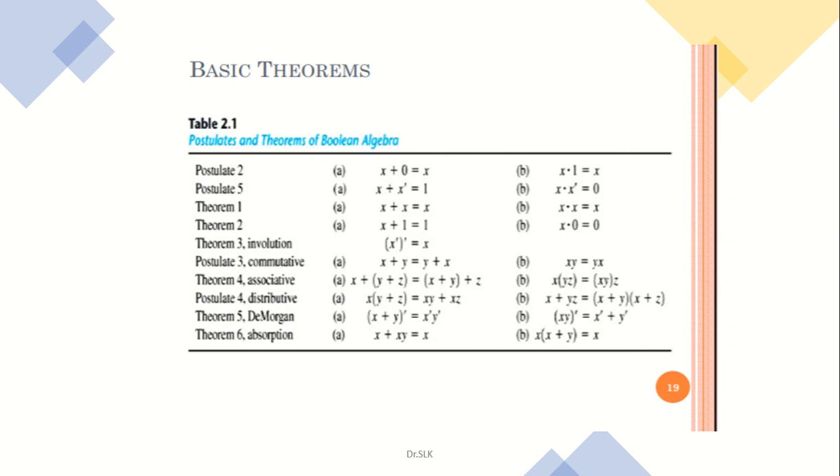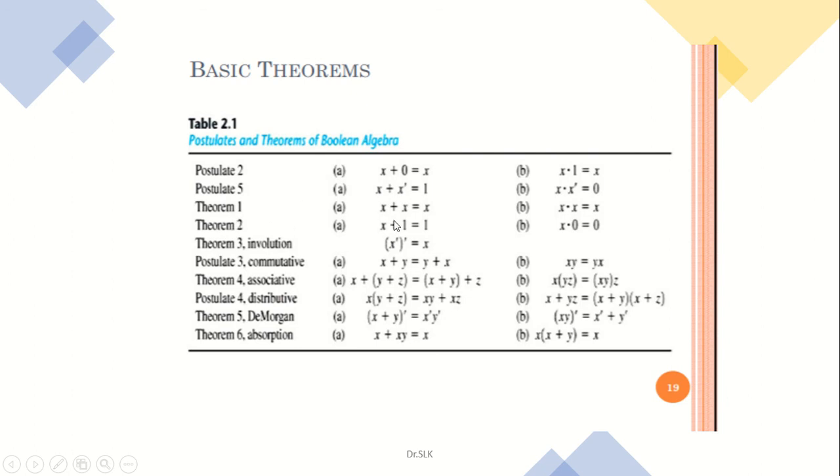And there are a few basic theorems to be kept in mind. One is postulate number 2a: x plus 0 is equal to x, and then 2b. This side is completely dedicated to the arithmetic operation of addition, and this side is completely dedicated to multiplication. So x plus 0 is equal to x, and x plus x dash is equal to 1. So this is called adding with an identity element, and addition between an element and its inverse.